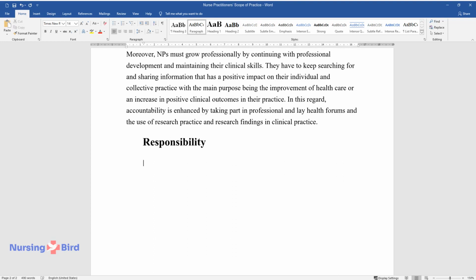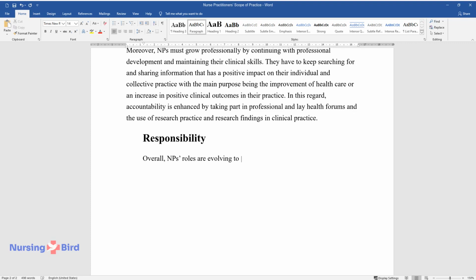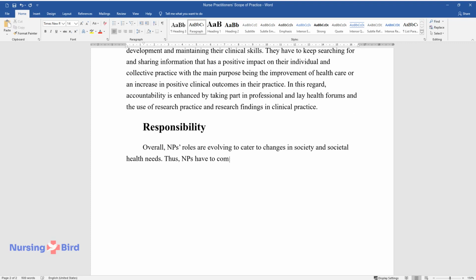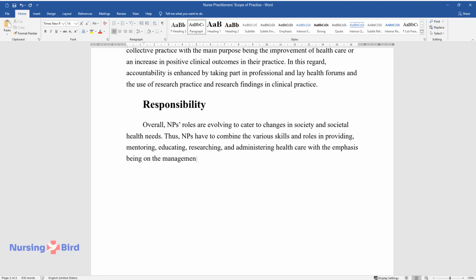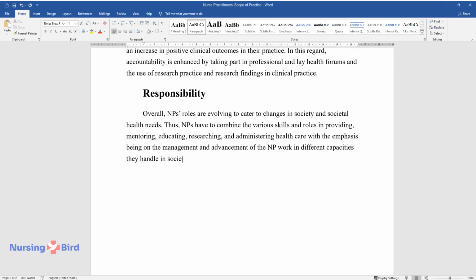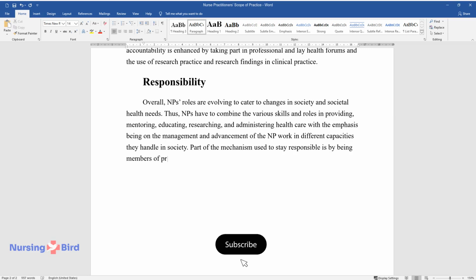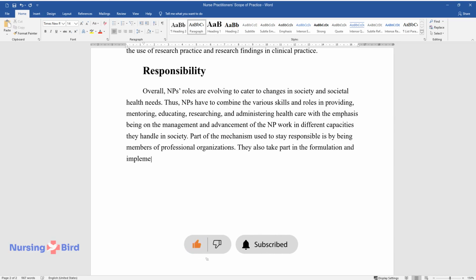Responsibility. Overall, NPs' roles are evolving to cater to changes in society and societal health needs. Thus, NPs have to combine the various skills and roles in providing, mentoring, educating, researching, and administering healthcare, with the emphasis being on the management and advancement of the NP work in different capacities they handle in society. Part of the mechanism used to stay responsible is by being members of professional organizations. They also take part in the formulation and implementation of health policy at all administrative levels.